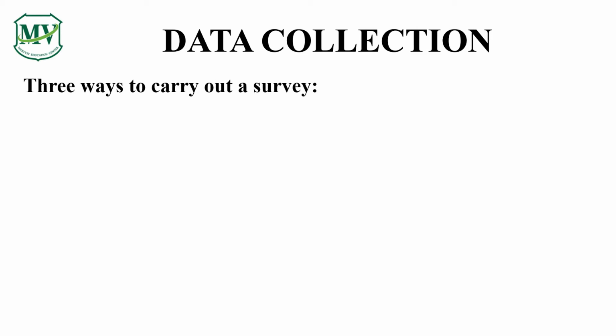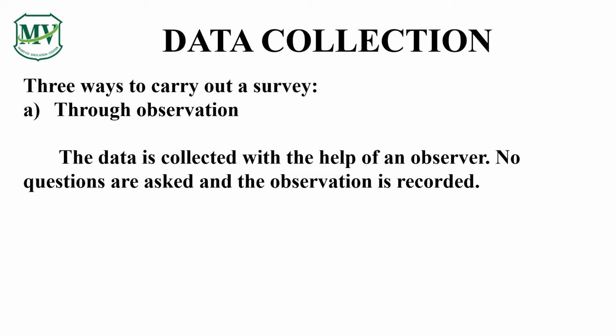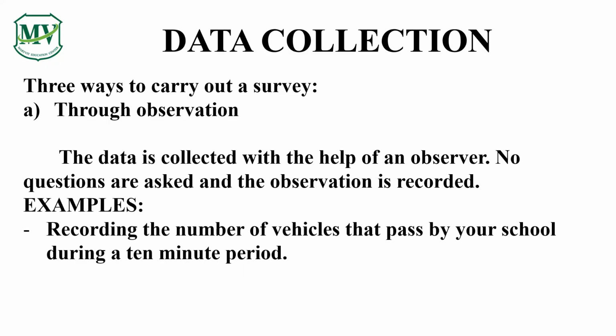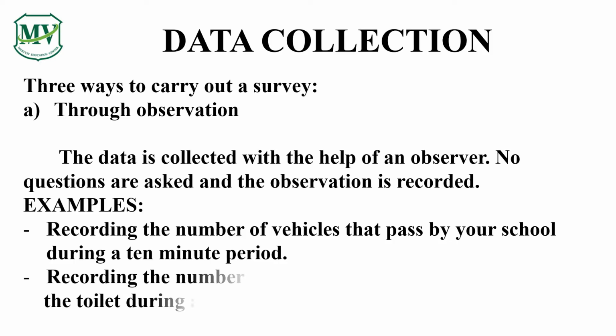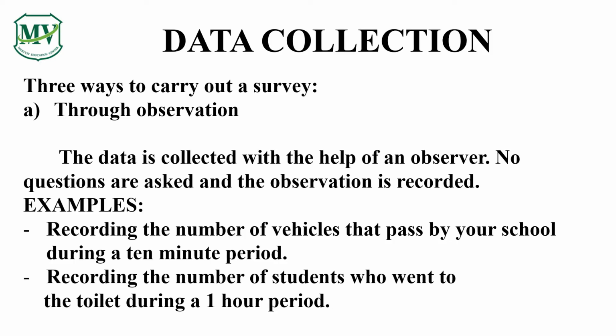There are three ways to carry out a survey. The first one is through observation. The data is collected with the help of an observer. No questions are asked and the observation is recorded. Examples: recording the number of vehicles that pass by your school during a 10-minute period, or recording the number of students who went to the toilet during a 1-hour period.